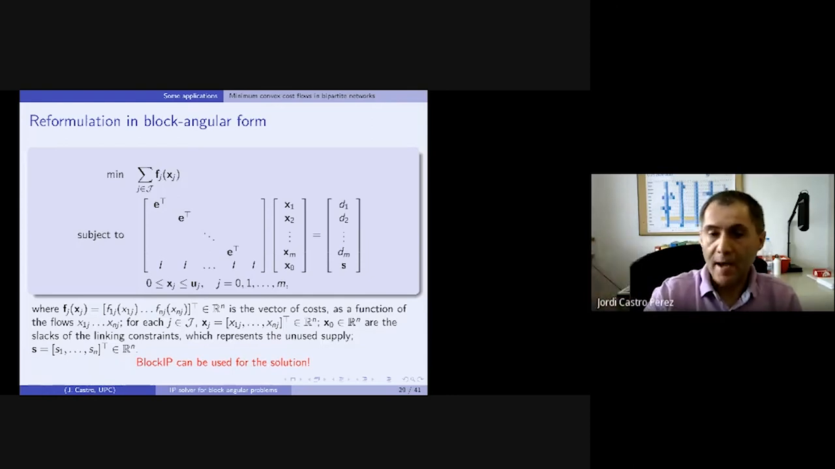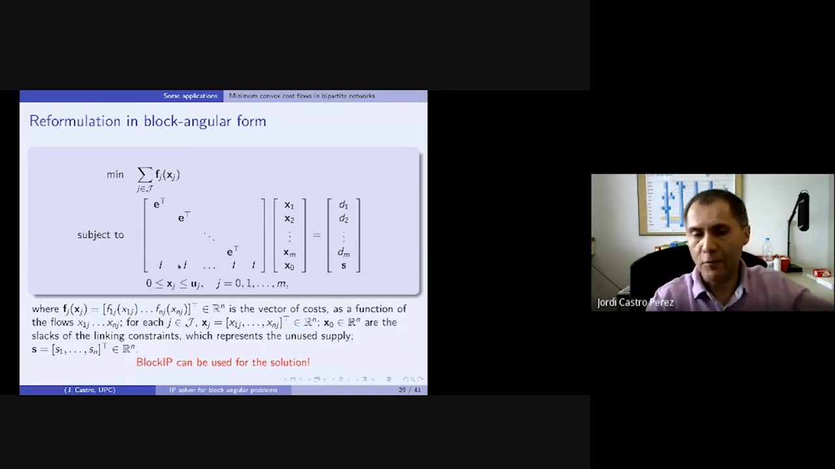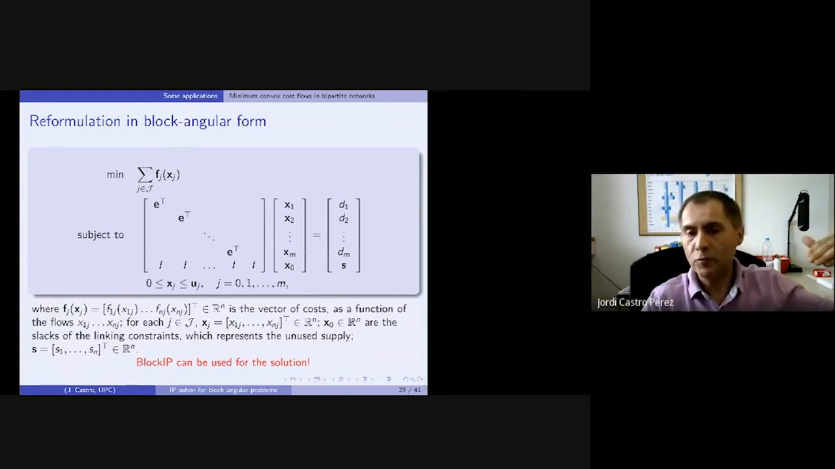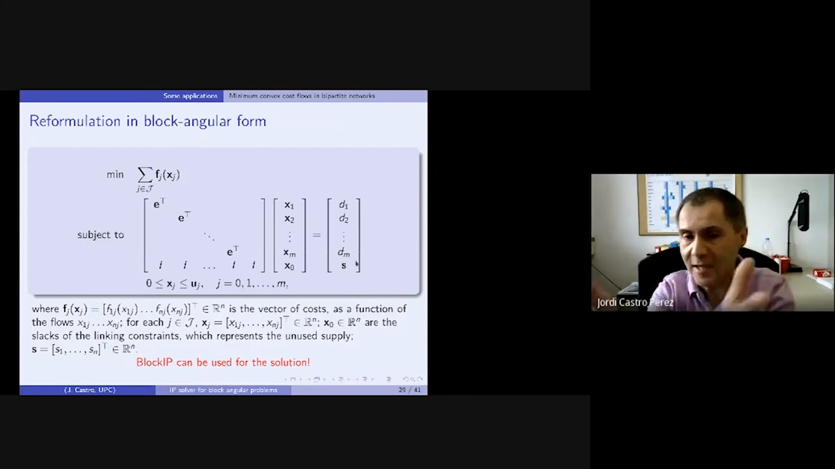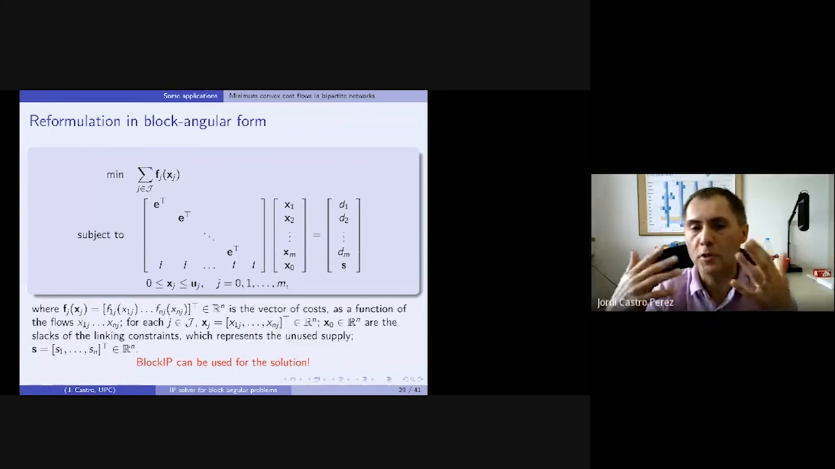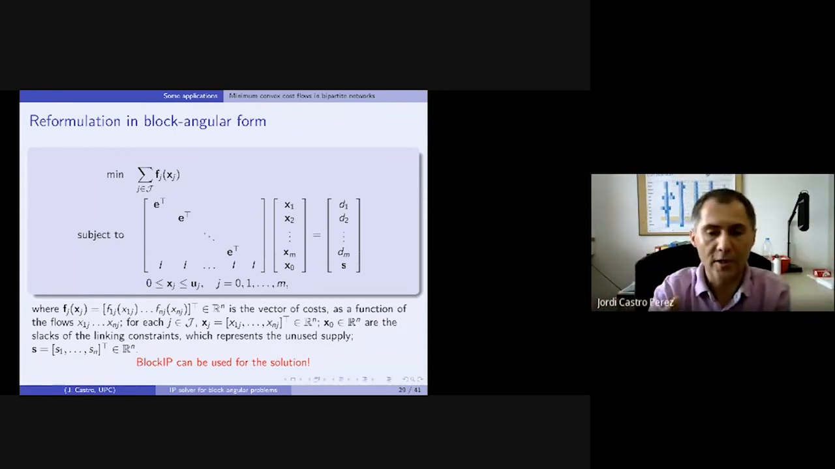So these constraints impose that all the items sent to node i have to be equal to the demand of this node. And these constraints, the linking constraints, have a special structure. These constraints impose that all the items sent from node i have to be less than or equal to the supply s. Okay? So this is our reformulation of the famous transportation problem using a block angular structure.